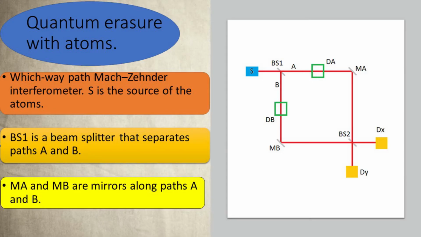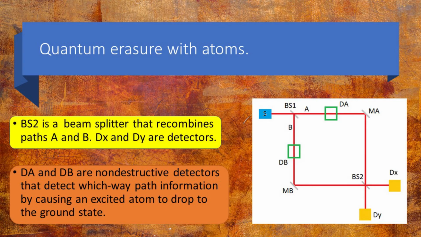Here we have the which-way path Mach-Zehnder interferometer, with S as the source of the atoms, BS1 as a beam splitter that separates paths A and B, MA and MB mirrors along paths A and B, BS2 a beam splitter that recombines paths A and B, and Dx and Dy are detectors. DA and DB are the non-destructive detectors that detect which-way path information by causing an excited atom to drop to the ground state.